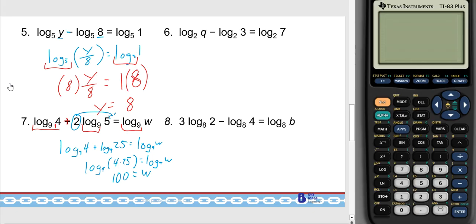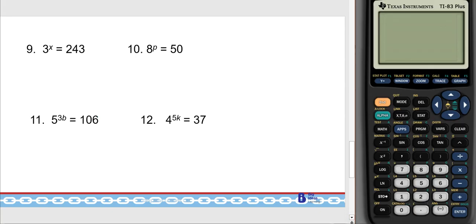So for number 8, when you work number 8, you're going to do the same thing, except it's going to be quotient property because we have this subtraction here. But before you can start, you're going to have to use the power property here, and then you can set up your quotient. Finishing out, we're starting these out in exponential form.